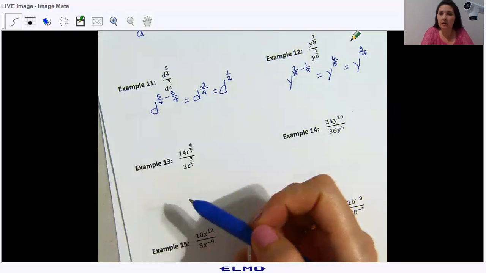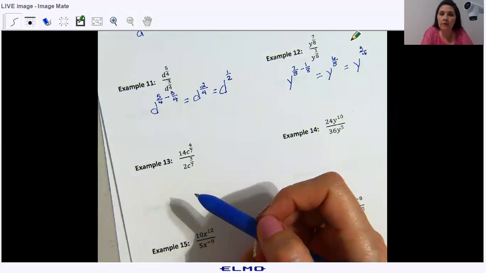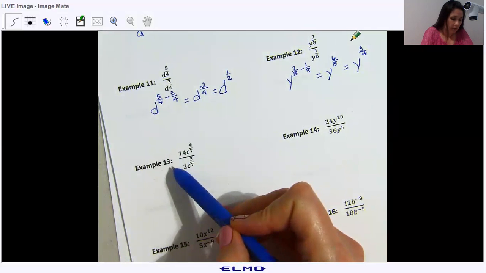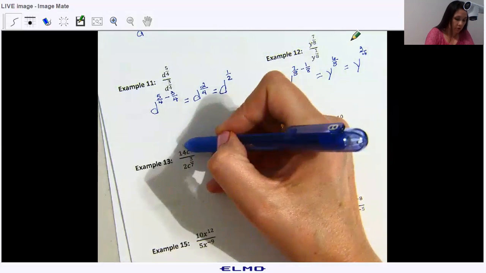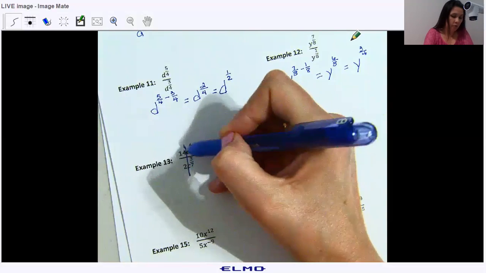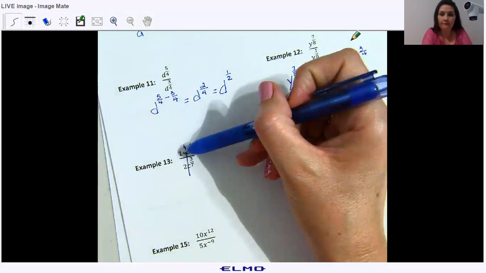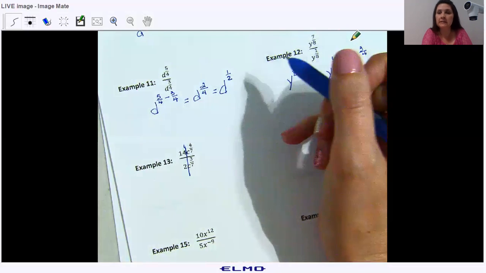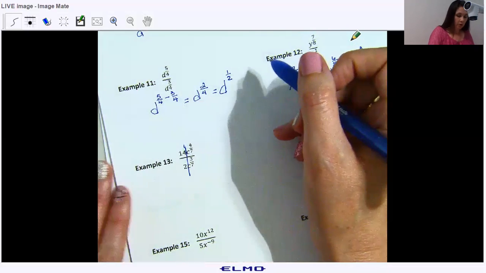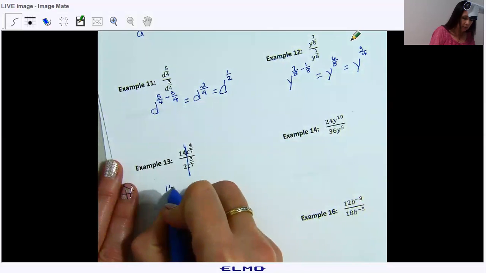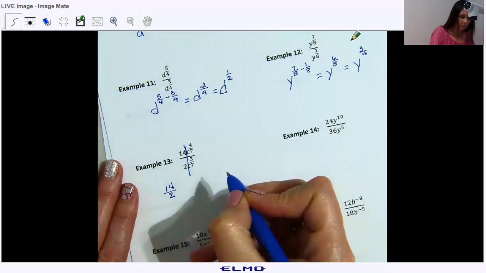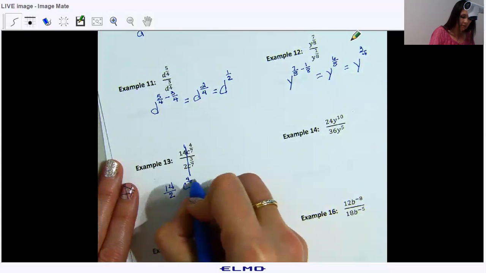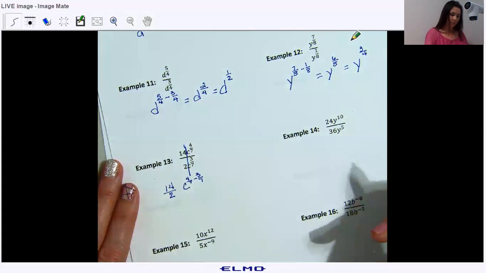A lot of you have been getting confused about where the exponent goes. So if you look at example 13, you can pretty much separate these two right here, and you have two different division problems. You have 14 divided by 2 and c to the power of 4/7 divided by c to the power of 3/7. Okay, so I am going to do this. 14 divided by 2, and then I have c to the power of 4/7 minus 3/7. Okay.